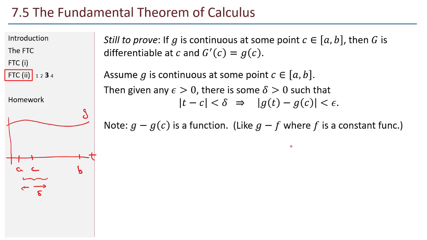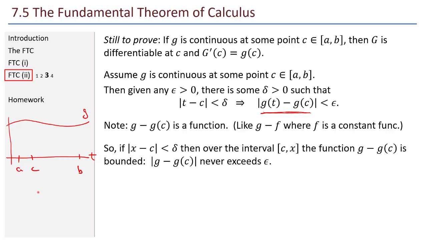Now notice something interesting here. This g minus g of c is a function. Now g of c is a constant, but I can imagine a constant function. So g minus g of c is a function, like how I might say that g minus f is a function when I just take the difference of two functions. And what I have in the absolute values, that's that function evaluated at t.